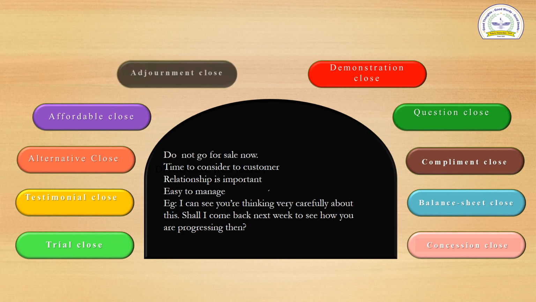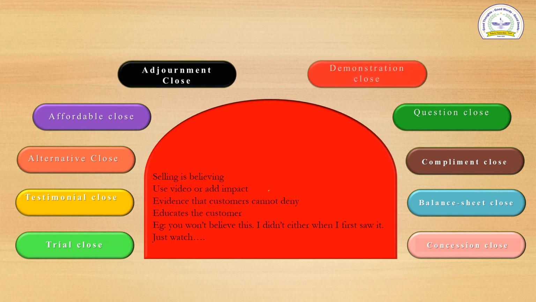Next is the demonstration clause. Demonstration of the product results in conviction. Seeing is believing. The customer sees for himself how the product operates and gets convinced. "You've got to believe this. I didn't either when I first saw it. Just watch." This is how the salesperson goes ahead.